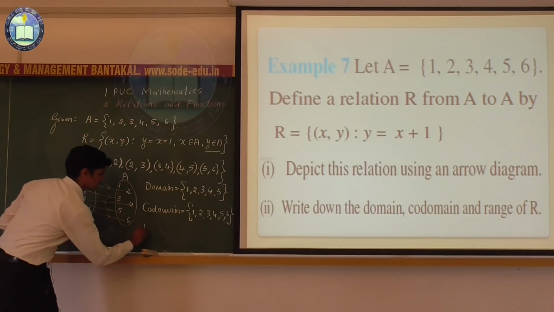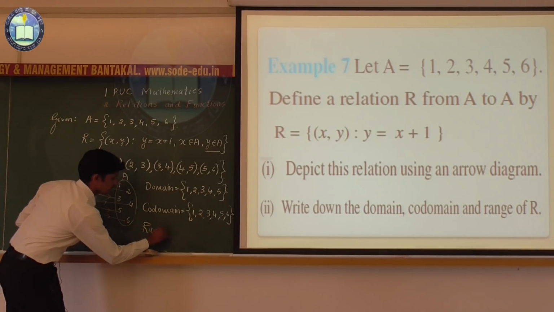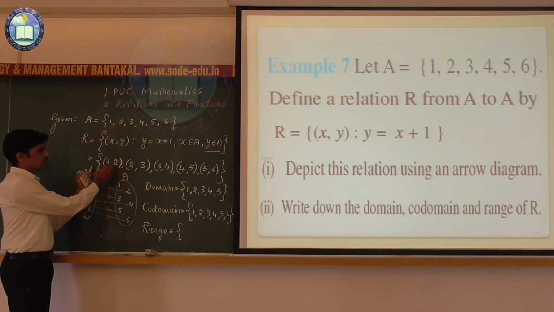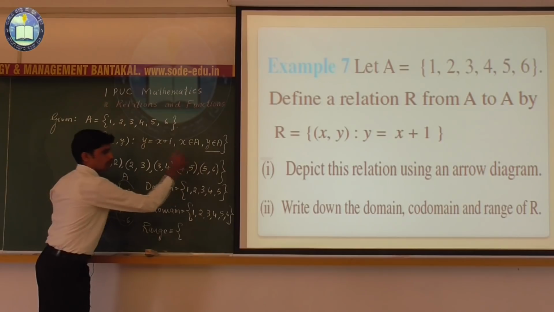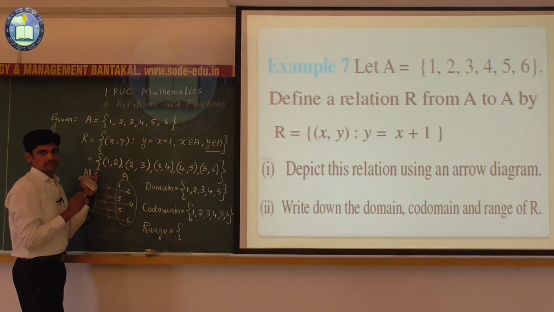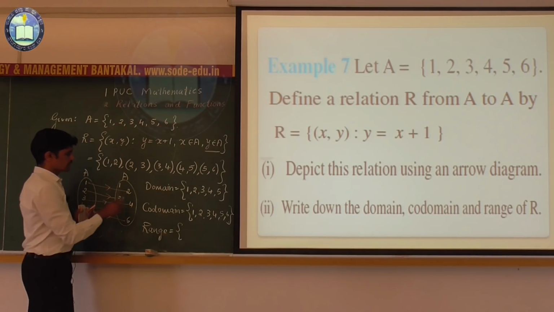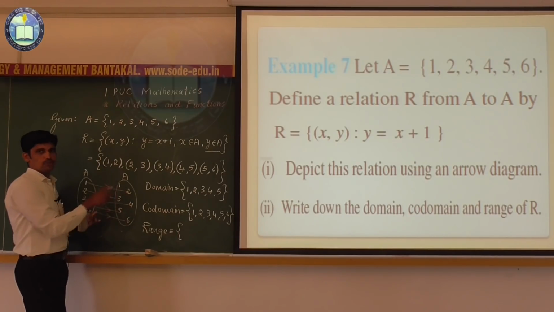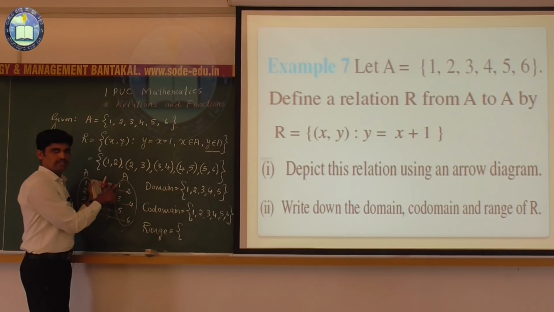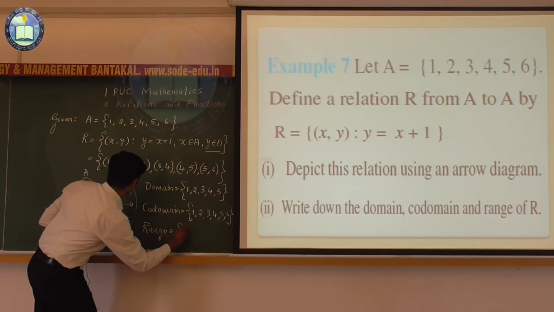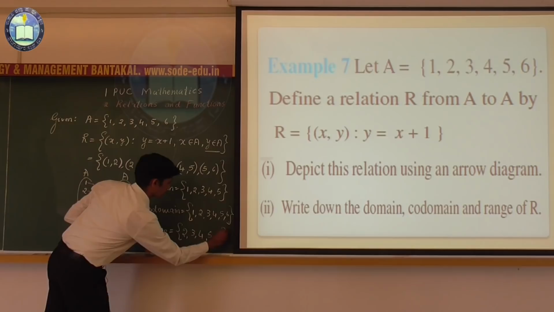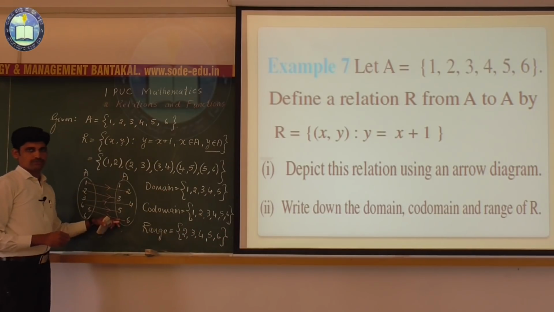And range of R. Range is equal to the set of all images, or in the ordered pairs we say the set of all second elements of the ordered pairs. Set of all y in x, y. That is set of all second elements here. 2, 3, 4, 5, 6. 1 is not the image here. 1 belongs to codomain, but 1 does not belong to range. So range is equal to 2, 3, 4, 5, 6. This is the range of this relation.